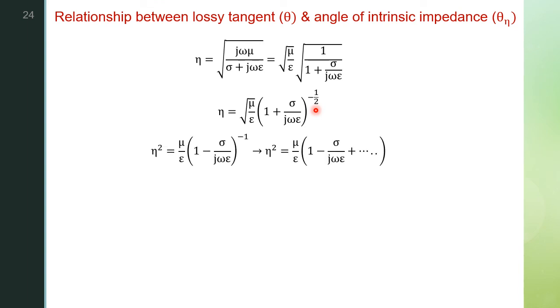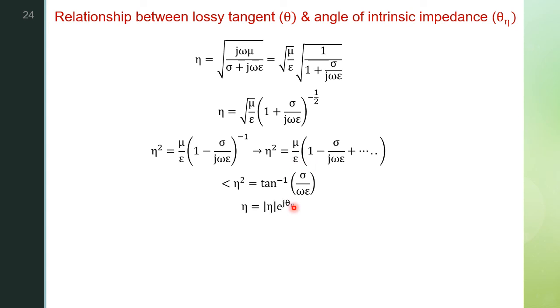Before expanding, we are taking the square. So, eta square is mu by epsilon into 1 minus sigma by j omega epsilon whole raised to minus 1. When you expand it, it is mu by epsilon into 1 minus sigma by j omega epsilon plus etc. That is, we are ignoring the higher order terms. So the angle corresponding to eta square can be taken by considering just the first two terms, neglecting the higher order terms. So the angle turns out to be tan inverse sigma by omega epsilon.